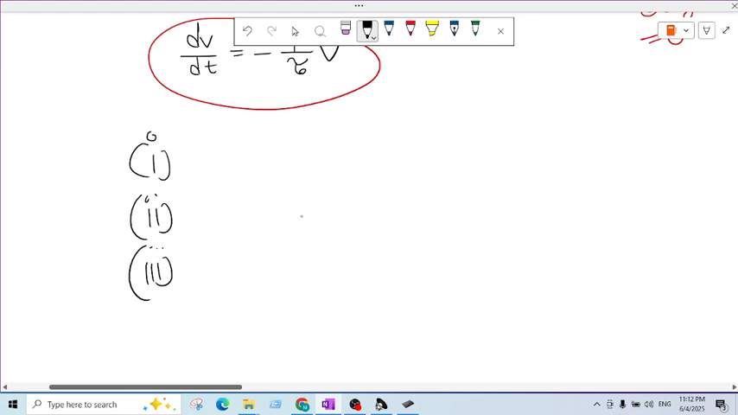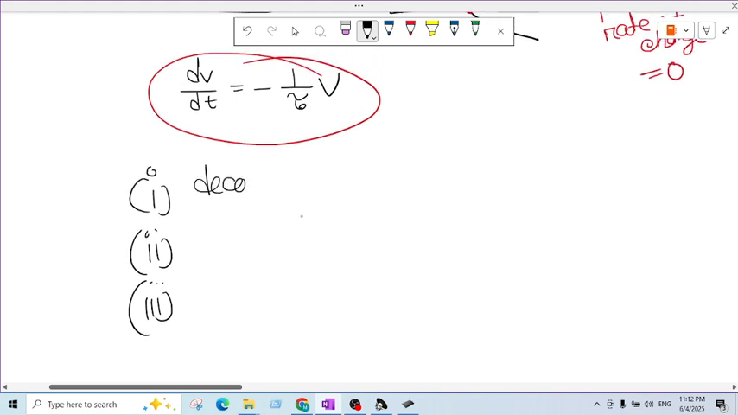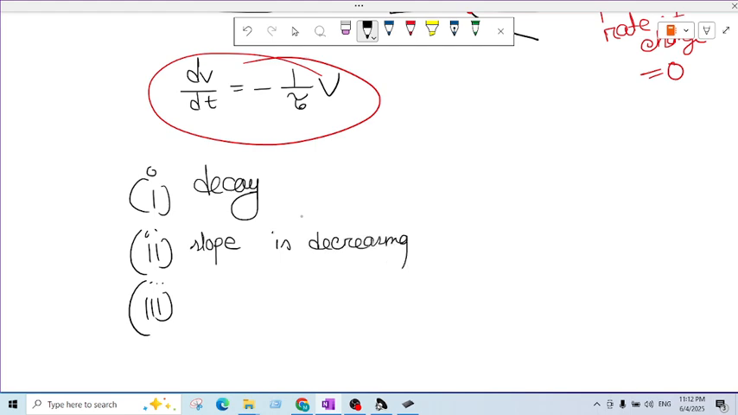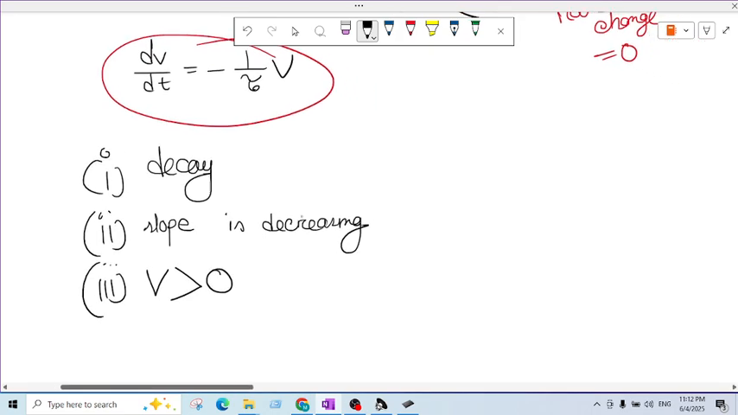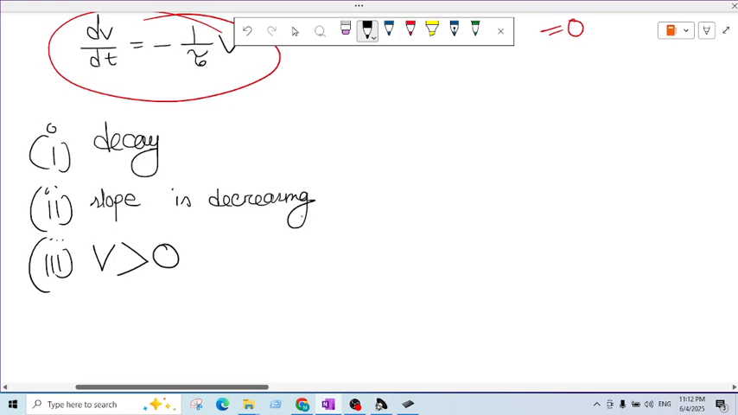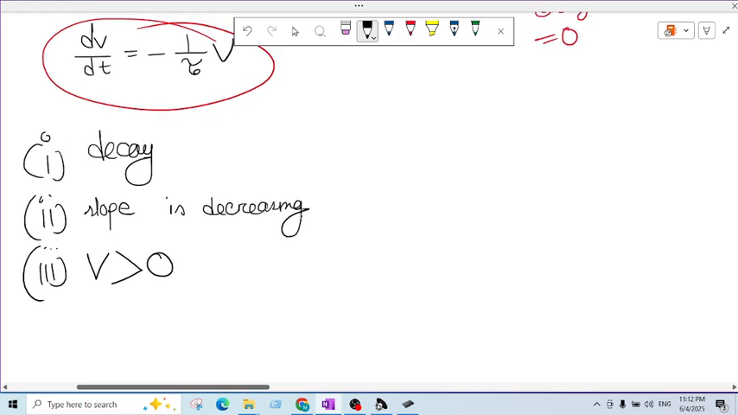One, it's a decay function. Two, the slope is decreasing. And three, v is always greater than 0, except at infinity. Okay, and all this behavior matches with this equation.